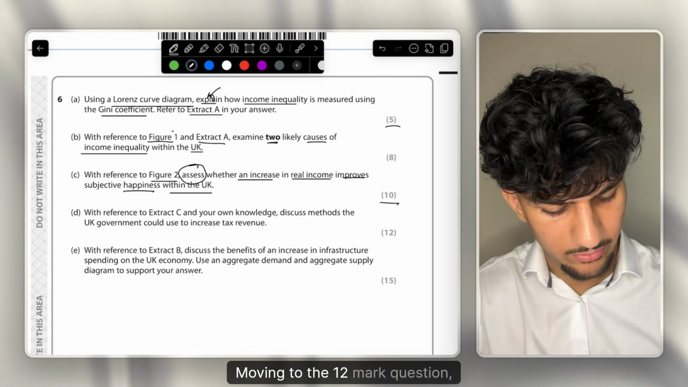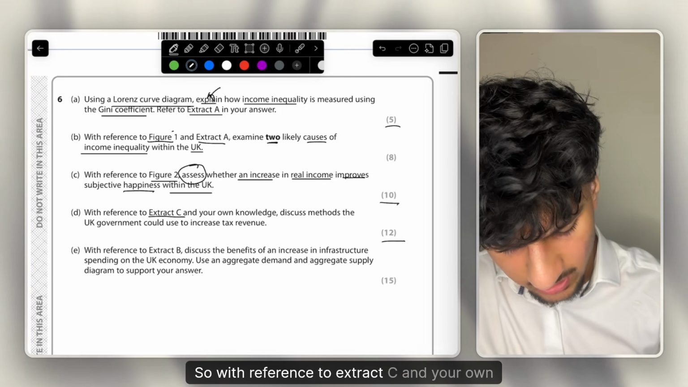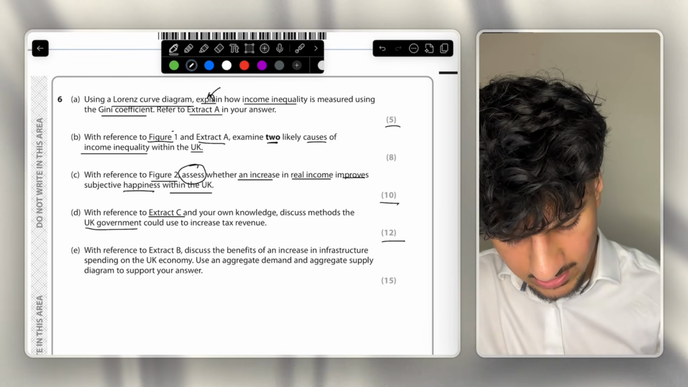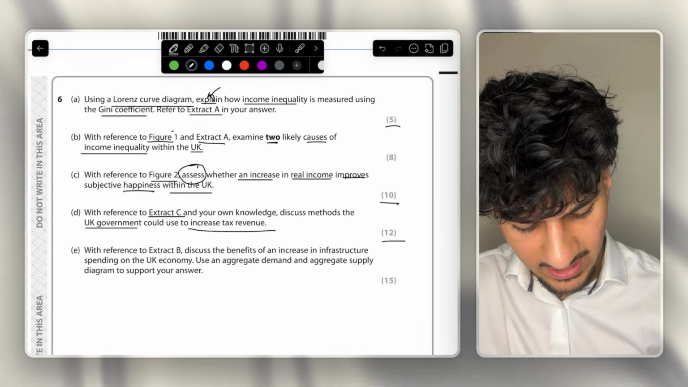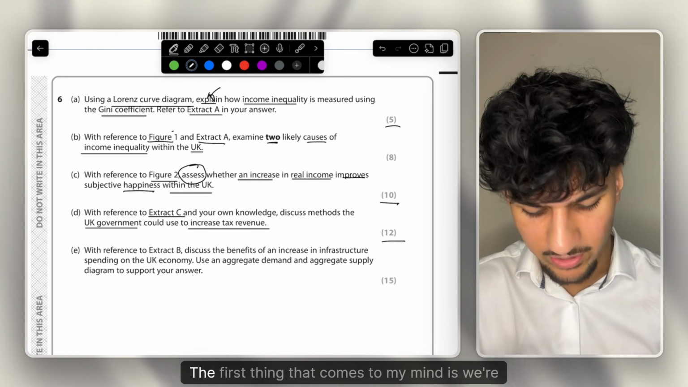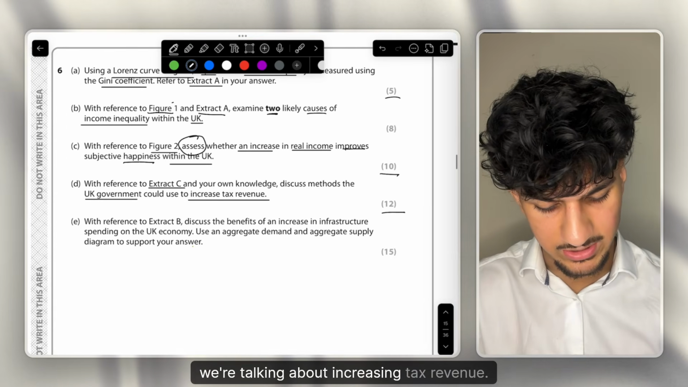Moving on to the 12-mark question, let's get started with this. So with reference to extract C and your own knowledge, discuss methods the UK government could use to increase tax revenue. Okay, so first things first, the first thing that comes to my mind is we're talking about increasing tax revenue.